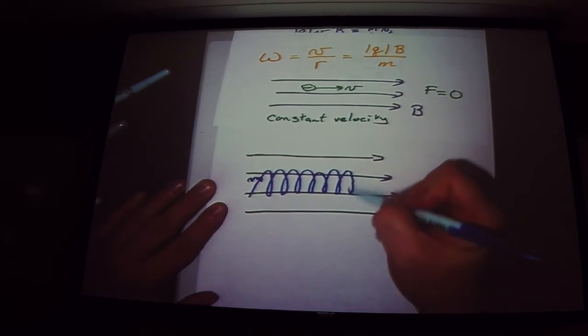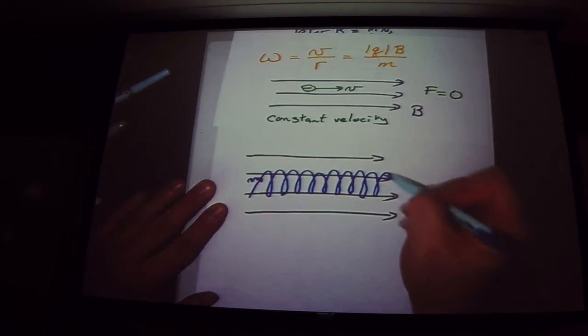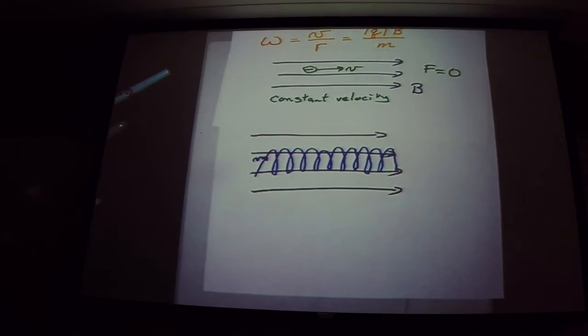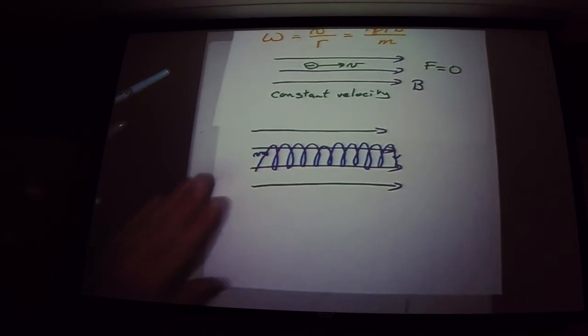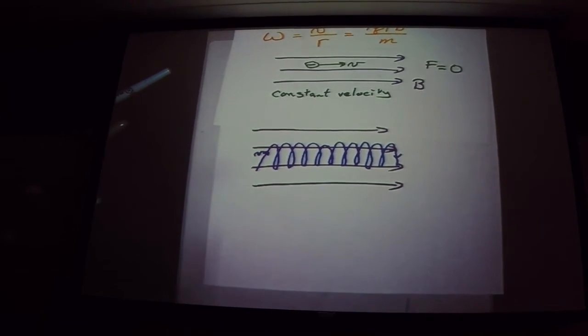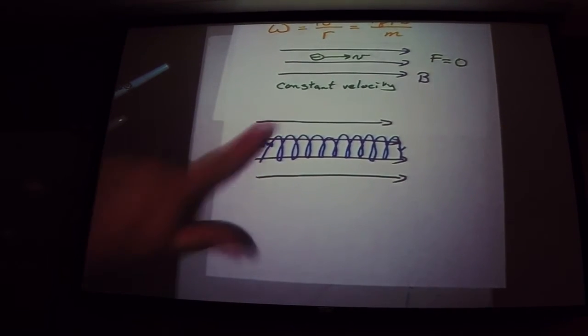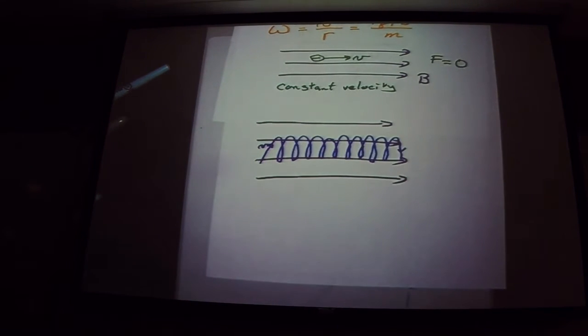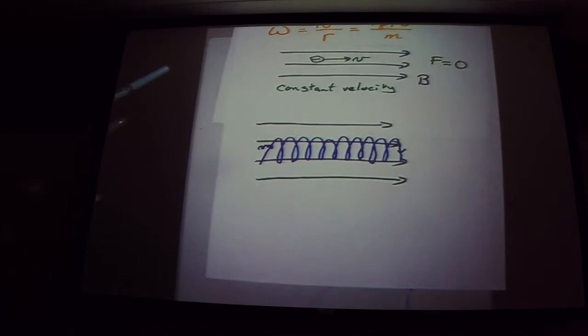I'm not drawing this right. This is what would happen. In the beginning of the spiral, the velocity is at some angle. It's not perpendicular and it's not parallel. It has components in both directions.